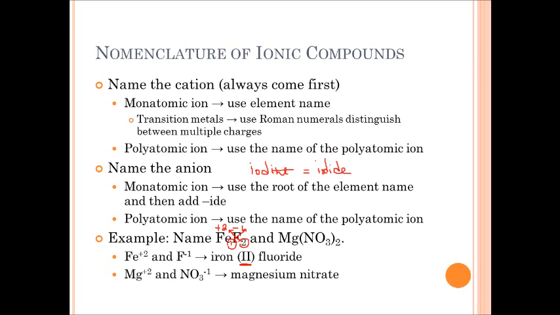Okay, the second one, magnesium is its first element. The second one is nitrate. That's the one that's a polyatomic ion. I looked that up on my polyatomic ion chart. So we put the 2 together: magnesium nitrate.